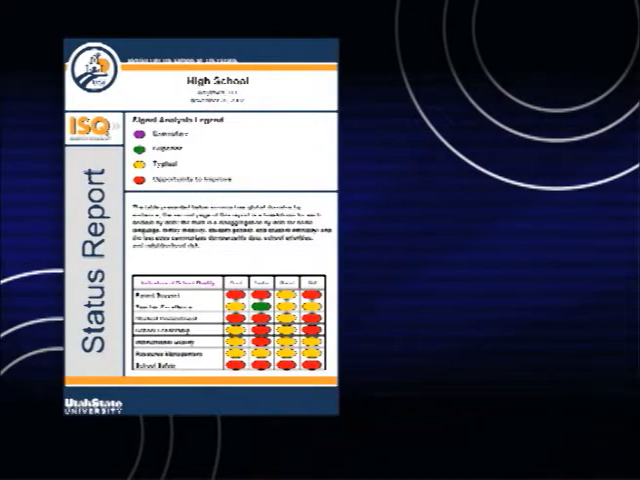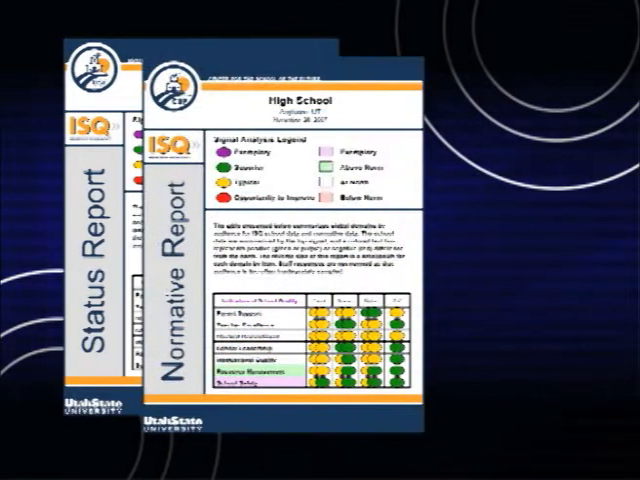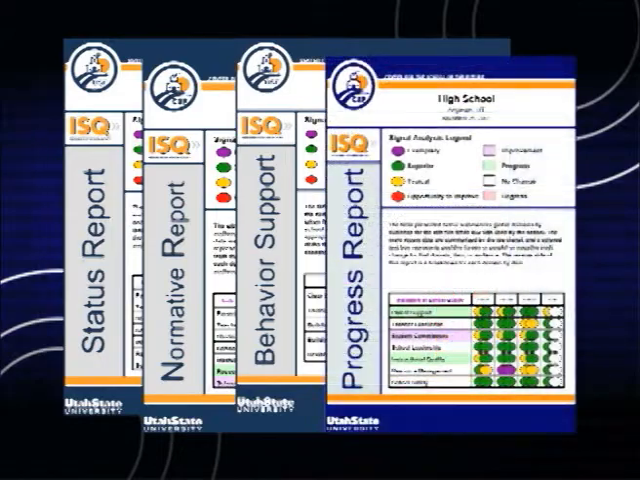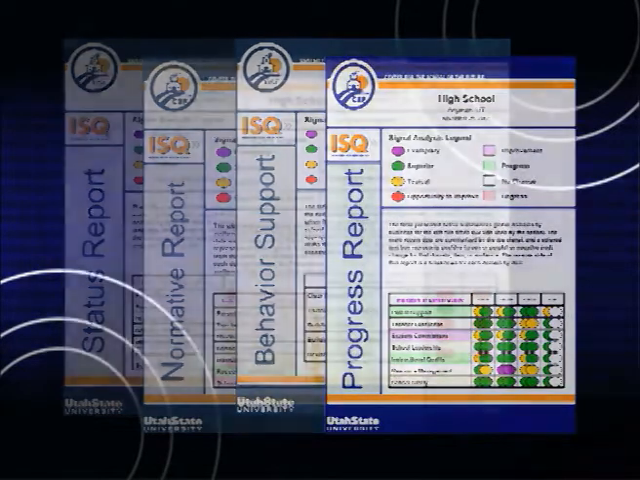This video is to help you understand how to interpret each of the reports given to you after you've conducted your ISQ surveys. Now that you've completed your ISQ surveys, you have given back to you with your surveys 4 different reports. A status report telling you exactly the results of your survey, a normative report which compares your school to other schools like yours, a behavior report which gives you an indication of the quality of instruction at the school, and last is a progress report for schools that have done this for more than one time.